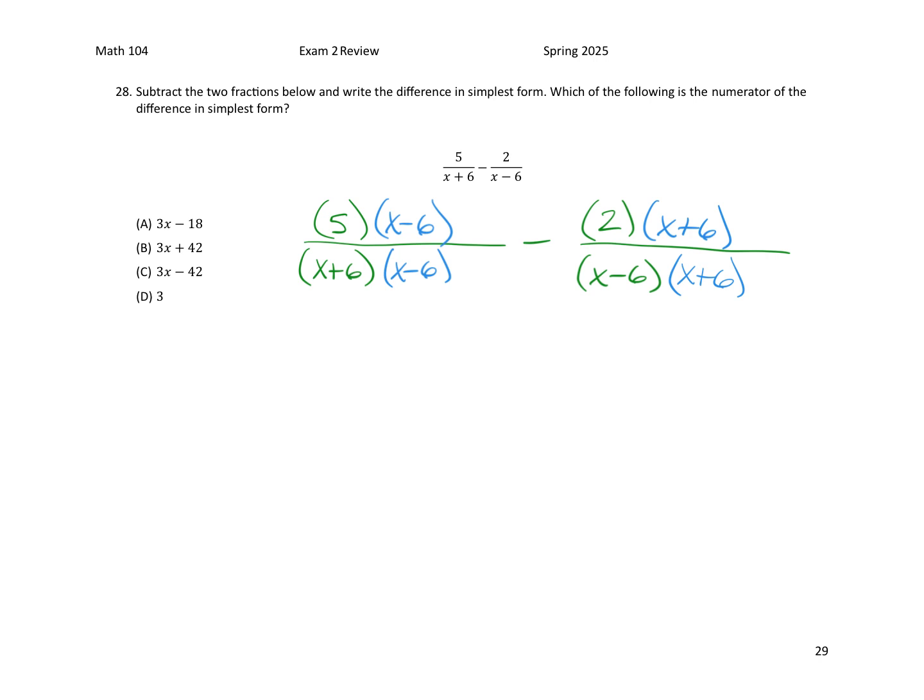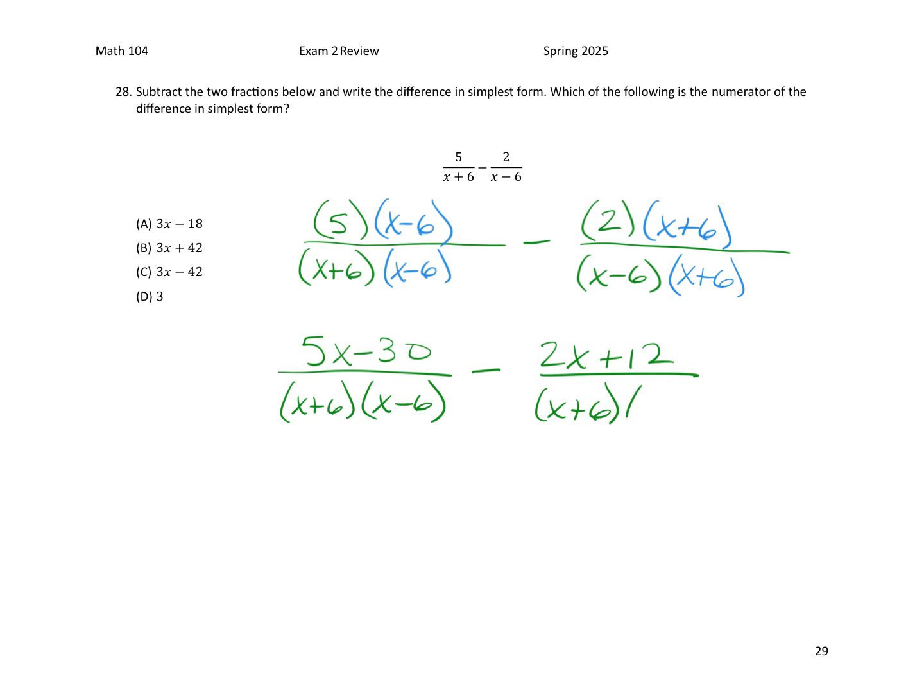I can simplify the numerators. So I have 5x minus 30 over the common denominator, x plus 6, x minus 6, minus 2x plus 12 over the common denominator, x plus 6, x minus 6.